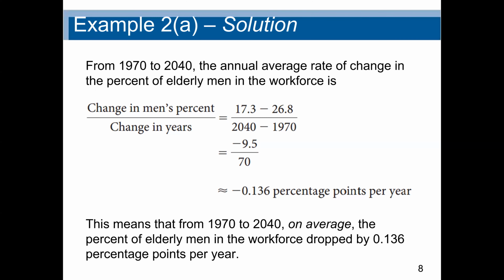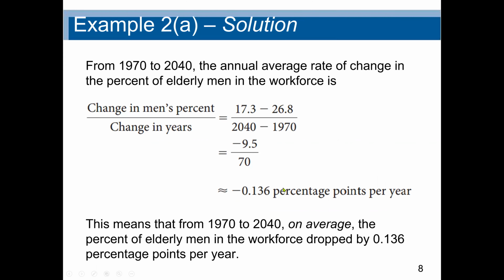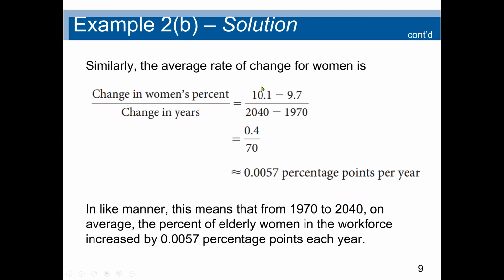Okay, average rate of change: take the two points, any two points. Here we are looking from 2040 to 1970. So we take those two points, and the y will be the vertical, so that's our percentage, 26.8 and also 17.3. For women, the answer will be positive. 10.1 was 2040, 9.7 was 1970. So we get positive 0.0057 percentage points.